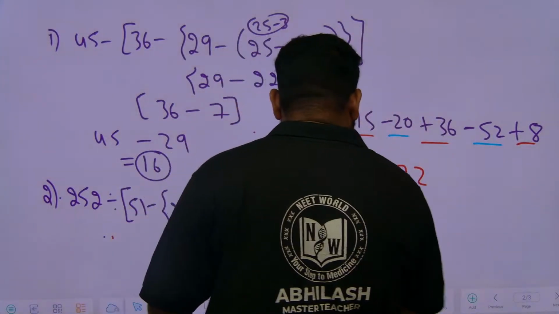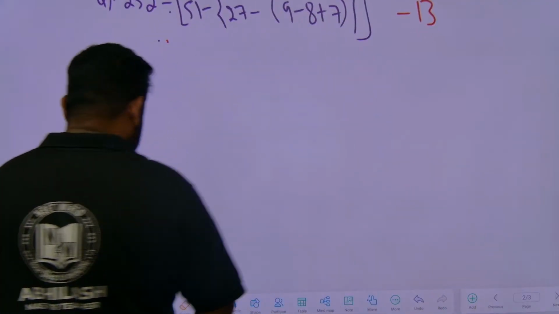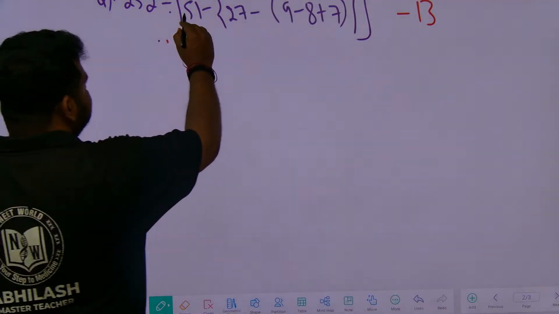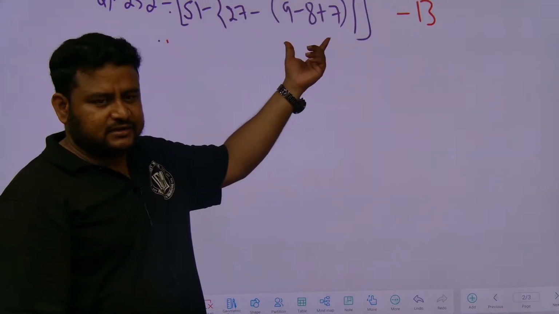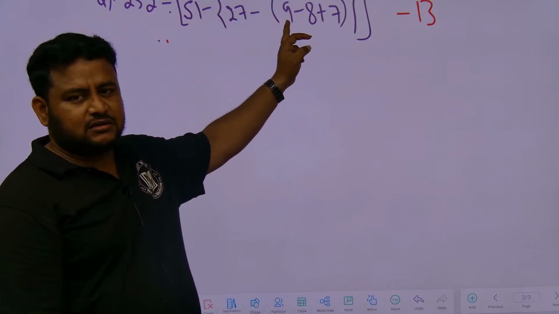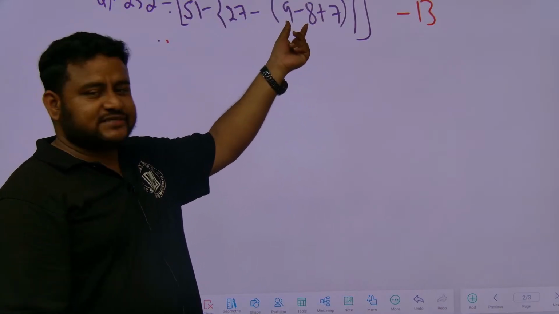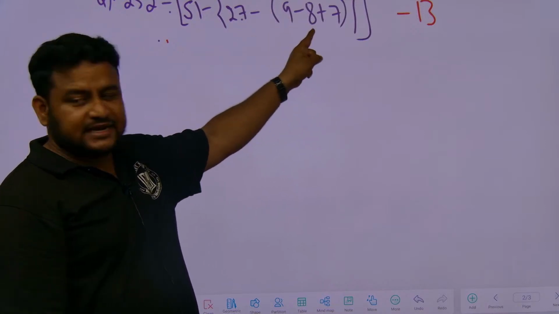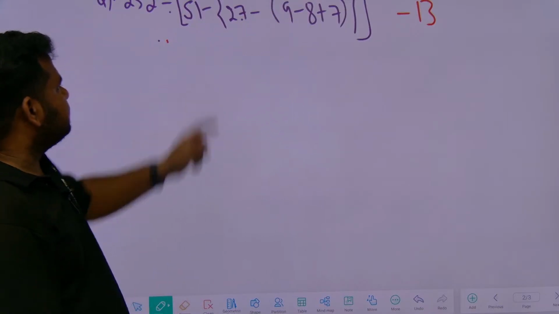Now let us have a look at the second question. They were given 252 divided by 51 minus 27 minus 9 minus 8 plus 7. Now look at this, this is a small bracket. So what should I do? 9 minus 8 plus 7. The plus numbers are 9 and 7. 9 plus 7 is 16. Otherwise you can take the difference here also. 9 minus 8 is 1, 1 plus 7 is 8. 27 minus 8 is 19.